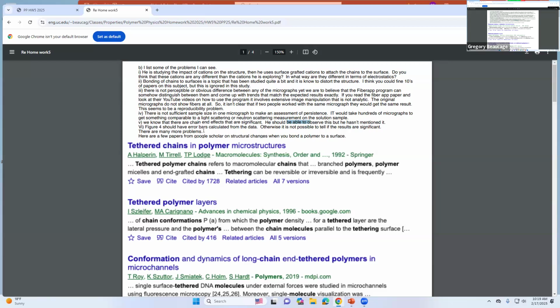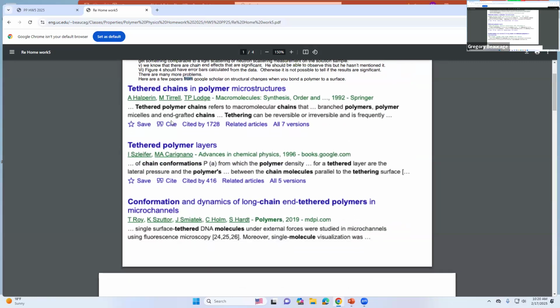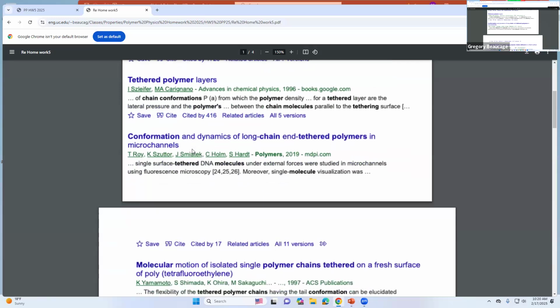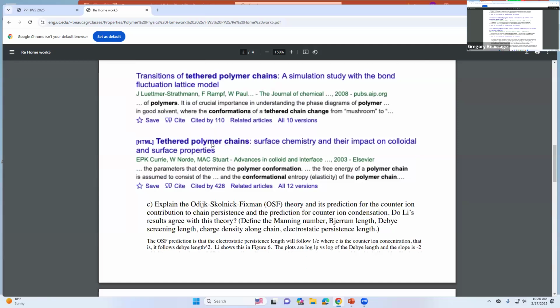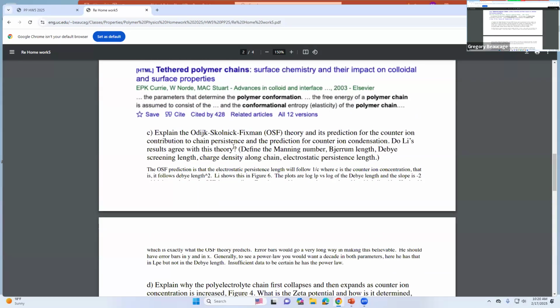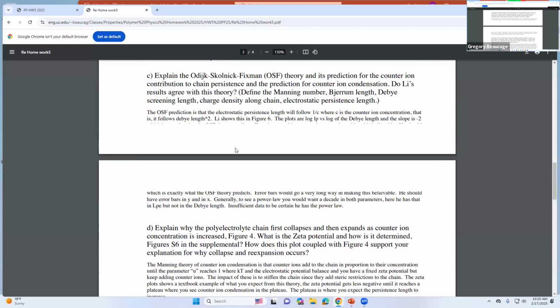He's got a program that gives him basically what the simulations give. So he could get the persistence as a function of chain length, but he didn't do that. And he ignores the chain end effect, which is something we talked about. Figure 4 should have error bars. That's it, I guess. And this tethering thing, he should mention at least that there are so many papers on tethering of chains to surfaces and how it changes the conformation. I just put that in, but I don't want to spend too much time on this.